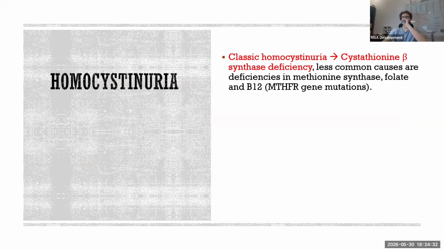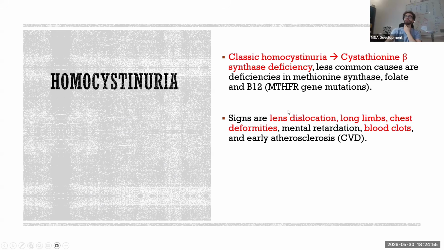We already said it's caused by what? Cystathionine synthase deficiency. It could also be a deficiency of what we already said: methionine synthase, folate, B12. All of them will cause homocystinuria. But classic homocystinuria, most commonly, is caused by cystathionine synthase deficiency. Okay? What are the signs of homocystinuria? You have a patient in front of you. How can you know they have homocystinuria?